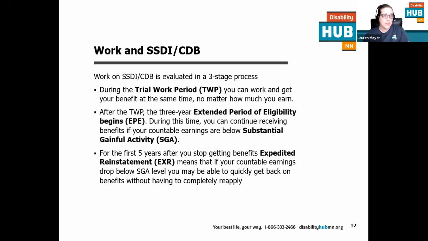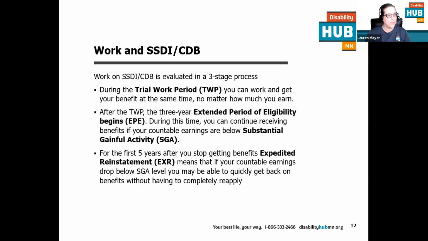Now, after you've used up those 9 months, you move into a period called the extended period of eligibility. That's a 3-year period afterwards. And this is where that SGA figure, substantial gainful activity, becomes important. During this 3-year span, if your income is considered over SGA by Social Security, your check pauses. If your income is below, you continue to receive it.